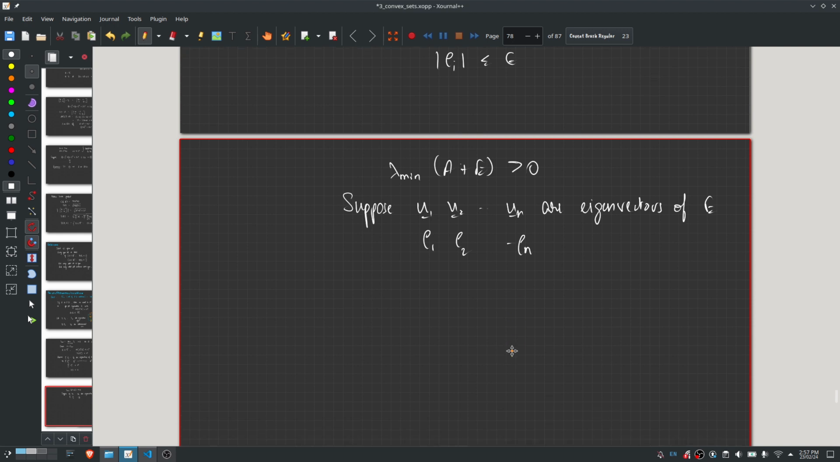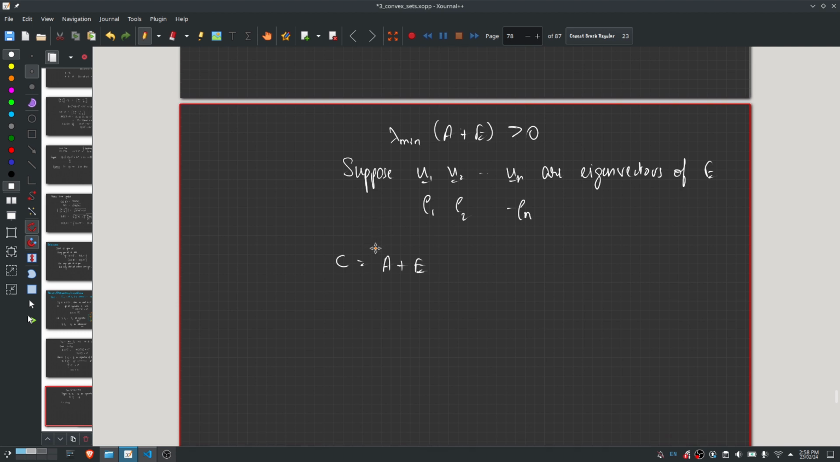Now if I give you any general vector, let's suppose that I have A plus E. Let me say that the matrix C is equal to A plus E. What I know for sure is that C is a symmetric matrix because both A and E are symmetric matrices. Now, how do I get some bound on the eigenvectors of C?